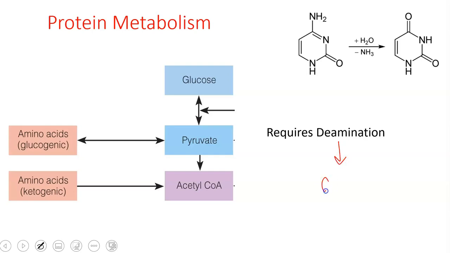The amine group has to be removed. So you can see here is the amine group, and it has to be taken away. And then it can be used to enter these pathways. So really, glucose is the most straightforward. Nothing needs to change. It can just be used for glycolysis immediately.